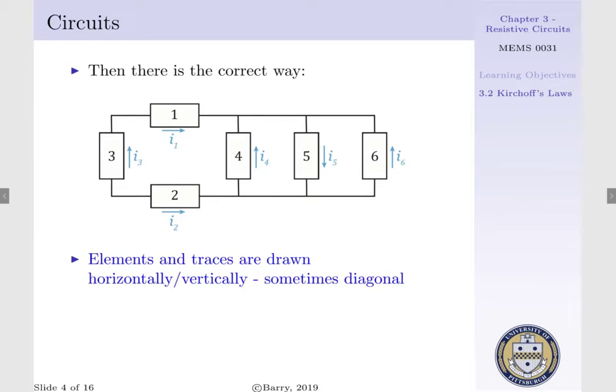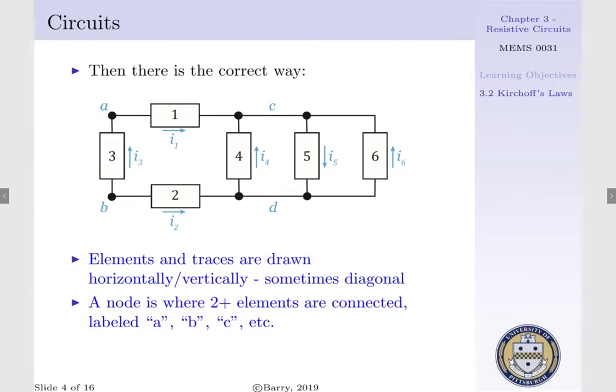Now, these elements are connected with traces. Traces are lines represented as follows that are assumed to have zero resistance. Our elements are oriented vertically or horizontally with traces drawn in a horizontal or vertical fashion. Sometimes traces will be drawn diagonally.